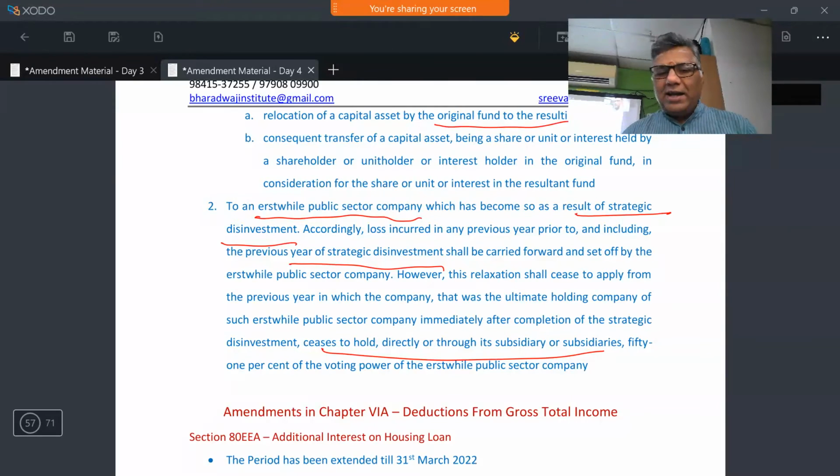That is the criteria. So the next point you have to write, in case of two: loss of the erstwhile public sector company can be carried forward by the transferee company in a scheme of strategic disinvestment.